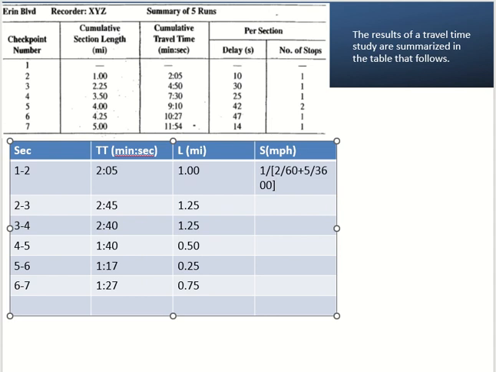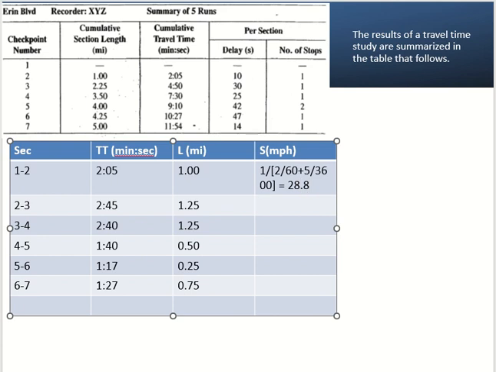Okay? 2 by 60 because 2 is in minutes, and 5 by 3600 because it's in seconds. How much? 28.8. Next.